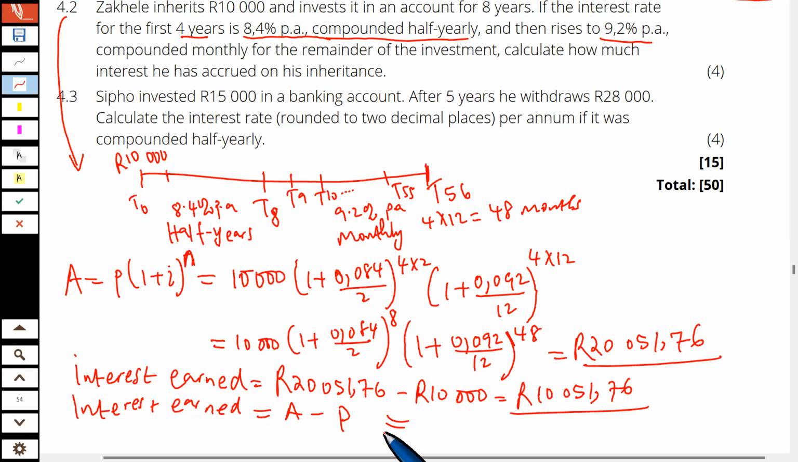Let's look at the question about Sipo. Sipo is a good guy. Sipo invested 15,000 in a banking account. After 5 years, he withdraws 28,000. Calculate the interest rate rounded to 2 decimal places per annum if it was compounded half yearly. Okay, let me give you 4.3 about Sipo because he invests 15,000 and then he withdraws 28,000 in 5 years. Do 4.3. I'm giving you 2 minutes and then we shall do the corrections, please.